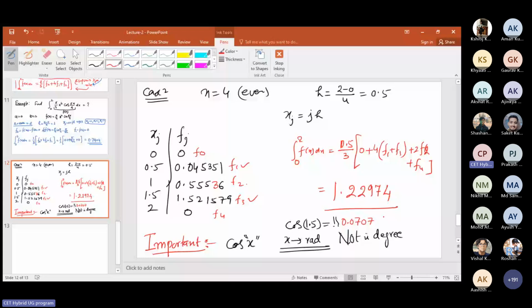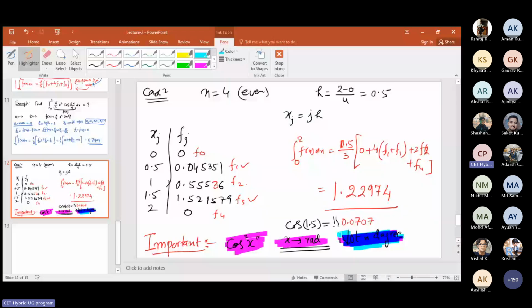Whereas if your calculator is at the default setting, it will give you the wrong value. If you put in degree cos of 1.5, because it will be very close to 0, it will give you approximately 0.999. You can check your calculator, and if you don't set radian, it will give you 0.999 for cos 1.5. This is a very important caution which you should remember when evaluating cosine x. X must be in radian and not in degree.